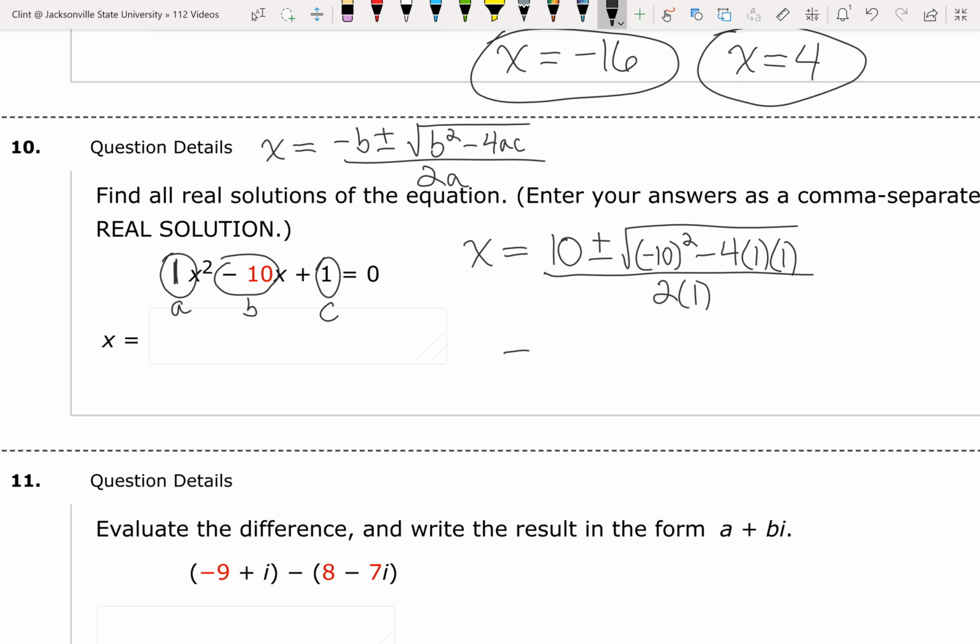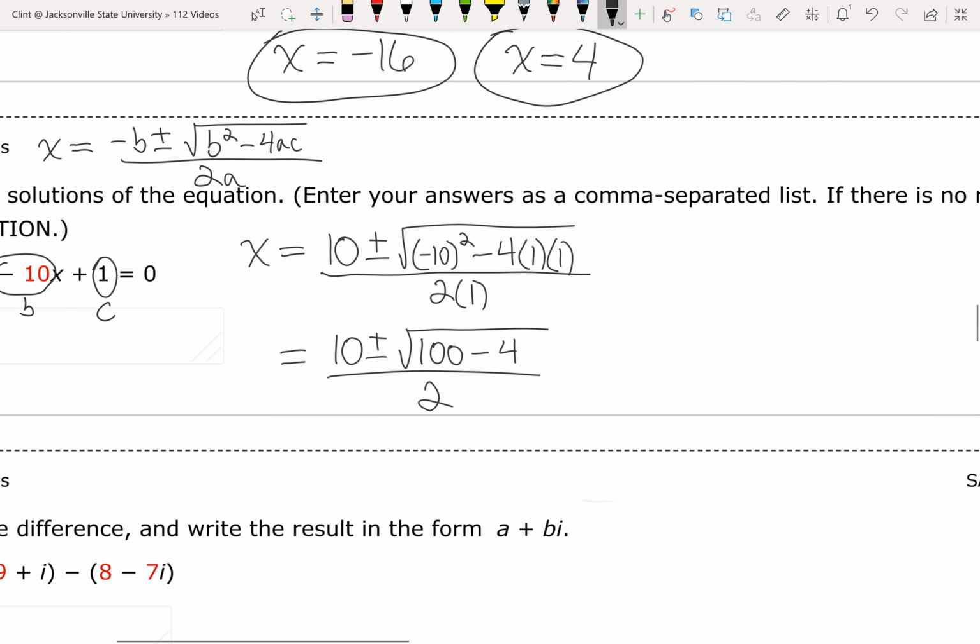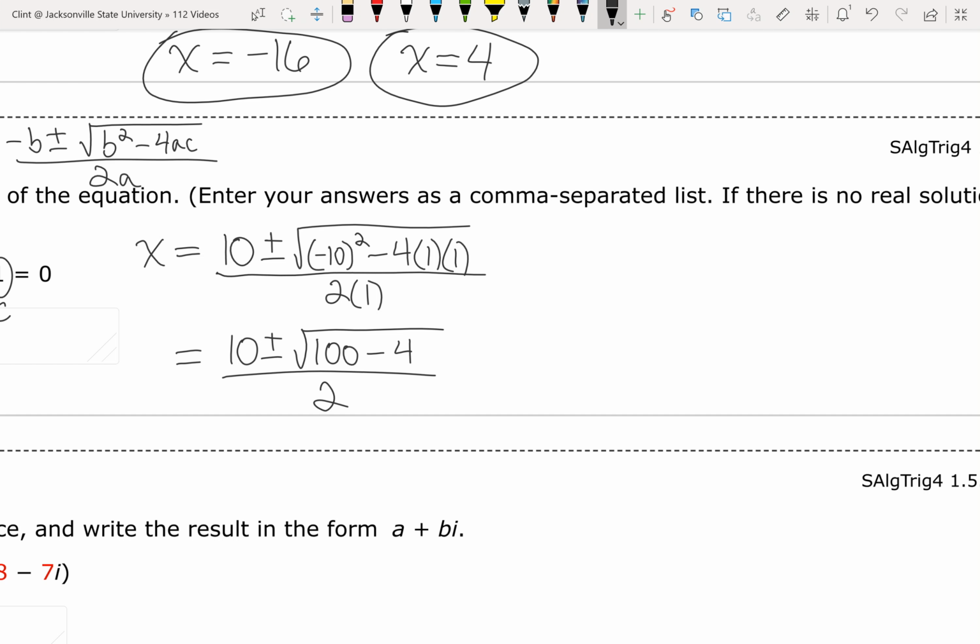Alright, so let's simplify some here. So 10 plus or minus, and what do we have on here? We have 100 minus 4 over 2. Okay. Keep simplifying. So 10 plus or minus the square root of 96 over 2. What I'm going to do right here is punch square root of 96 just to make sure that it's not a perfect square. It's not. You might know that and you wouldn't have to check.